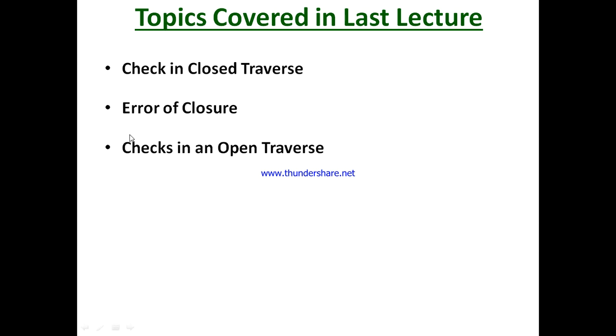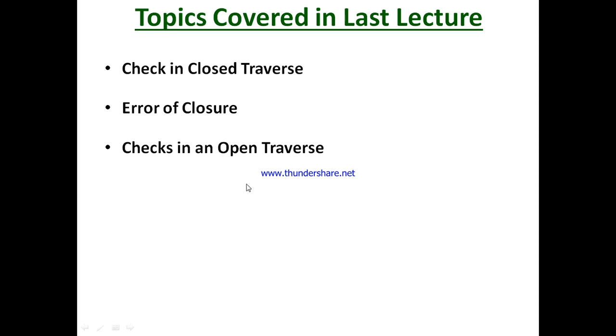Then we studied the closing error in the closed loop closed traverse system. We learned how to calculate the closing error, which is equal to the square root of ex square plus ey square, where ex is the algebraic sum of all the latitudes and ey is the algebraic sum of errors in the departure. In the last part we learned about checks in open traverse. There are different methods to determine the checks in open traverse.